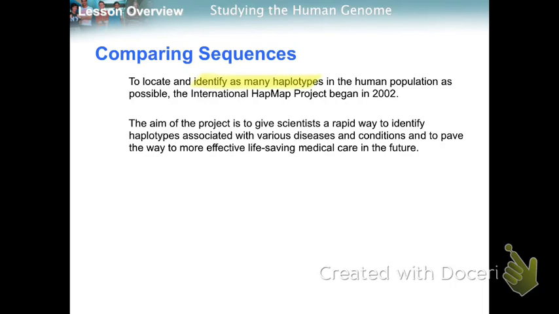To locate and identify as many haplotypes as possible, the International HapMap project began in 2002. The aim is to give scientists a way to identify haplotypes associated with various diseases and conditions, and pave the way to more effective life-saving medical care in the future.